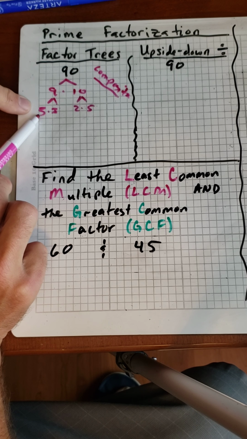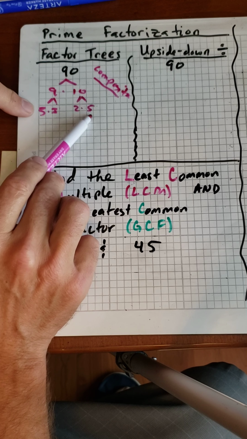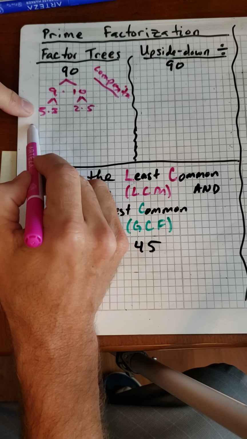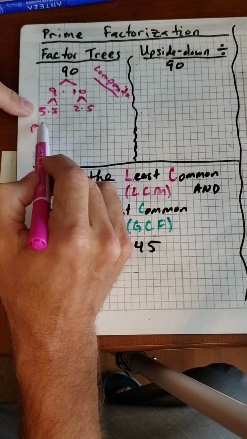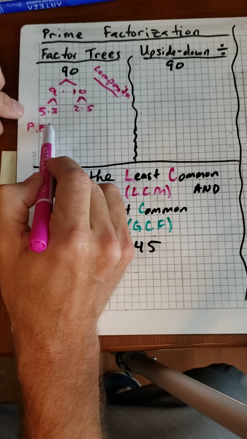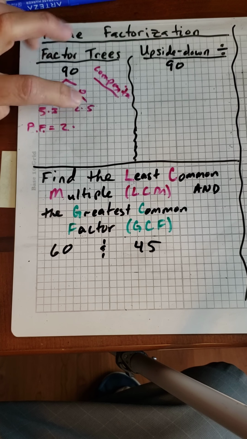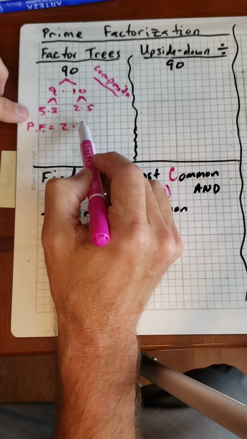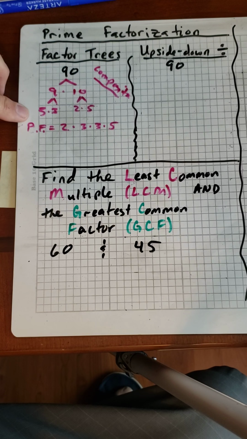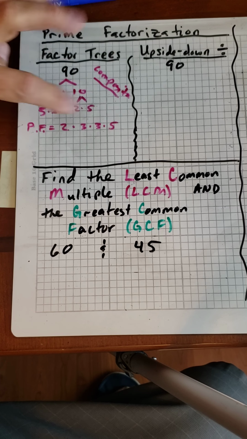So what I see here is I have 3 times 3, and both of these are prime numbers because 1 times 3 equals 3. That's it. 2 times 5, 1 times 2 equals 2, 1 times 5 equals 5. So now I have all these in prime numbers. So that means my prime factorization, my PF, is going to be 2, and you usually write it in ascending order, so the smallest factor to the largest factor. So 2 times 3 times 3 times 5, all my factors.